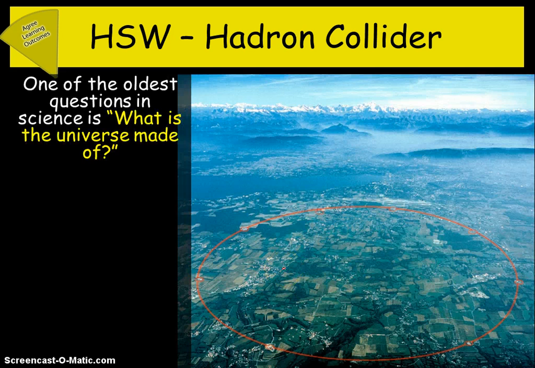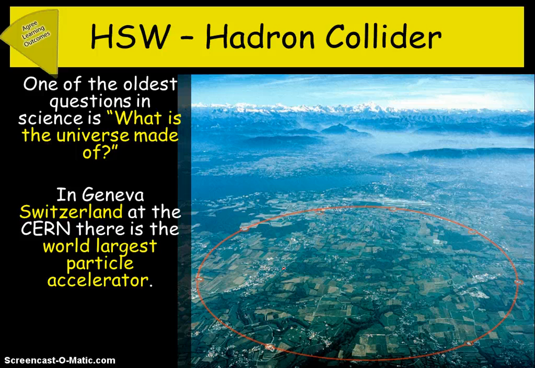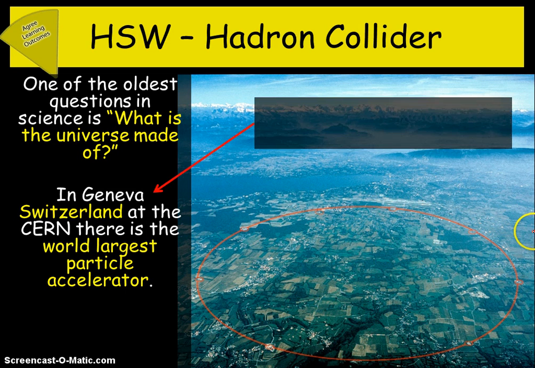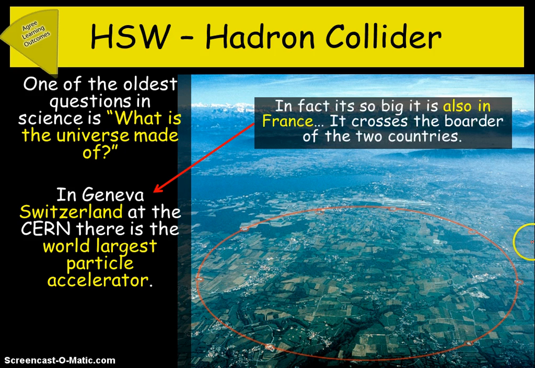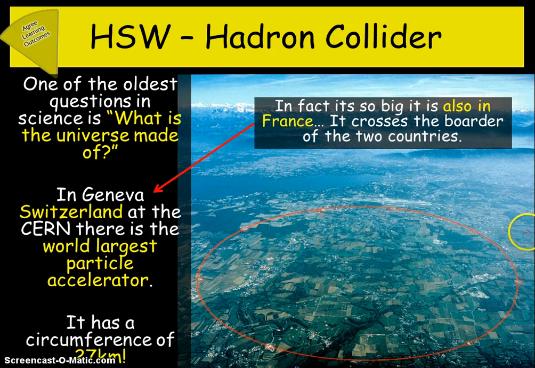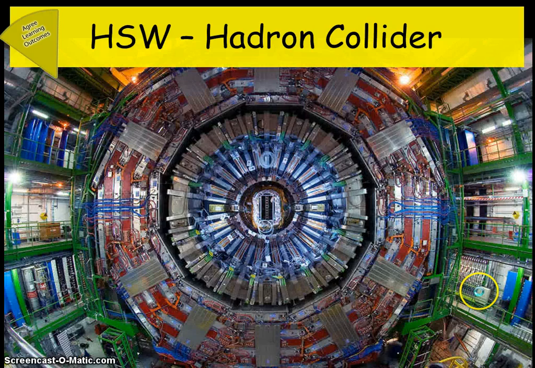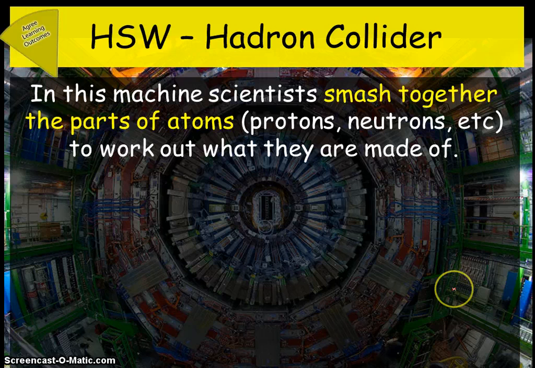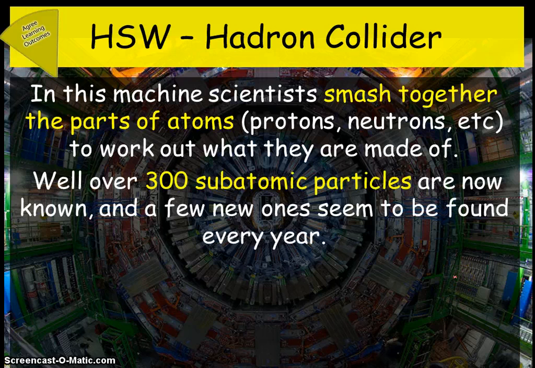So this idea of what the universe is made of is an old question, and we've been developing it for a long time. In Switzerland there is the Hadron Collider, which is the world's largest particle accelerator and world's largest single experiment. It's so big that it crosses over the border between France and Geneva, because it's 27 kilometers all the way around. And what they do at the Hadron Collider is they smash together inside the particle accelerator the parts of atoms, and the reason they do that is to try and smash it into little pieces to work out what it's made out of.